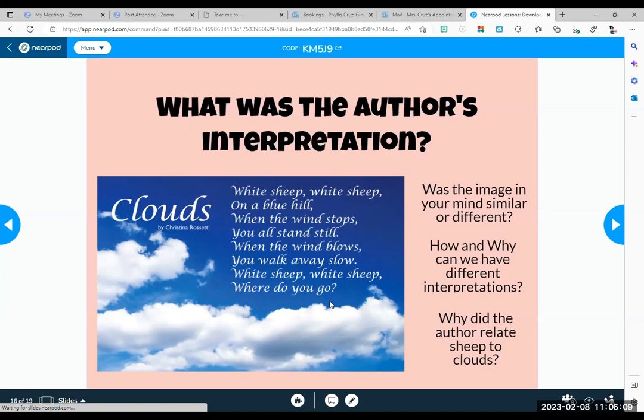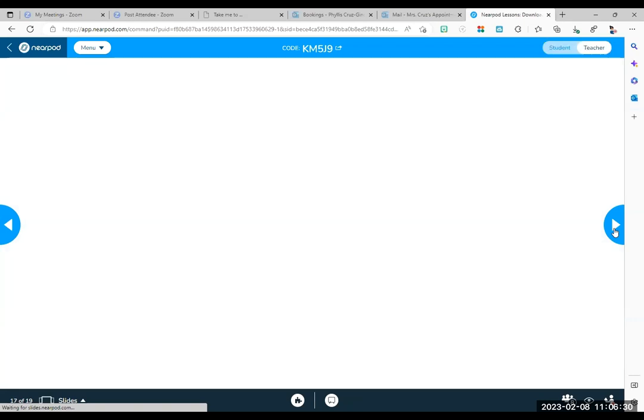Mackenzie? They're white and fluffy, and if you were laying on your back, it could look like a sheep, because clouds can look like animals or a picture. Oh, guys, raise your hand if you've ever done that. Looked up and made shapes with the clouds. Yes, I agree. Nice work helping me understand the author's interpretation of the poem.